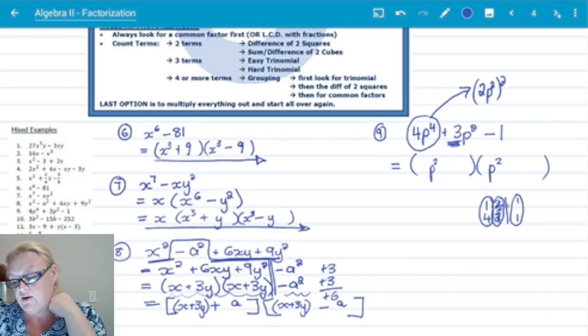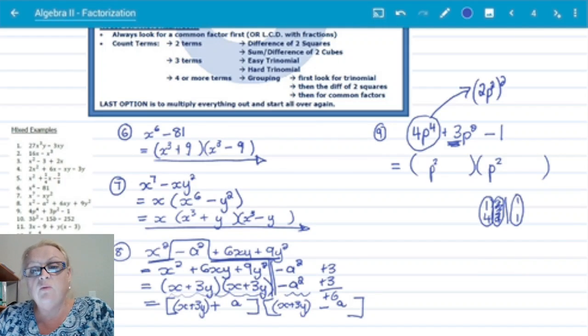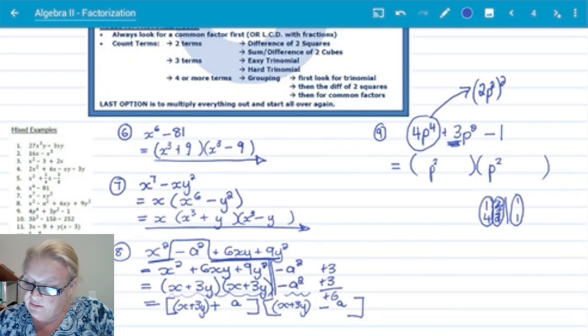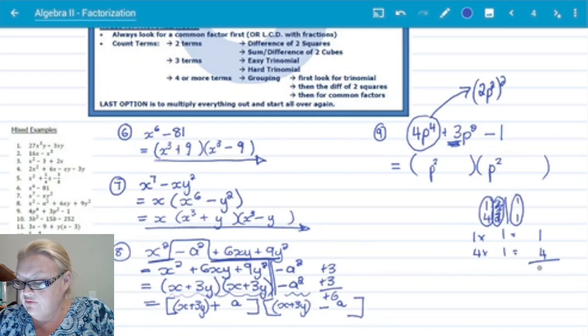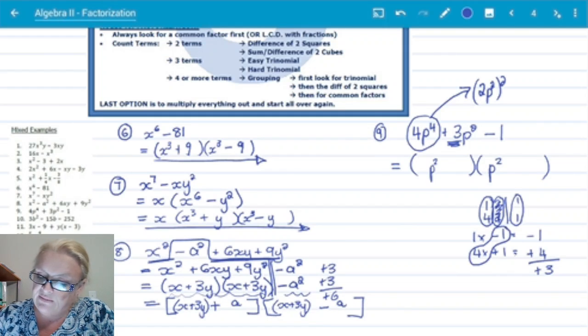1 times 1 is 1. 4 times 1 is 4. 4 and 1 will work to give me 3. So now I write it down like a baby. 1 times 1 is 1. 4 times 1 is 4. I'm looking for a positive 3, which makes it a plus and a minus. Plus and minus, and put the sausage in.